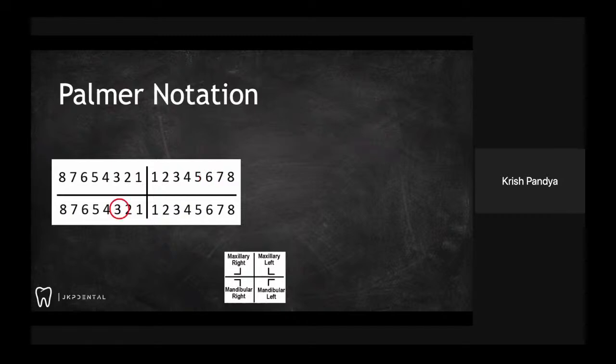So this tooth here is the third tooth in the lower right quadrant, so it's the lower right 3. And here's another couple of examples. This is the upper right 1, and this is the lower left 4.